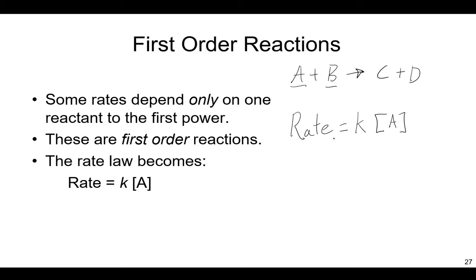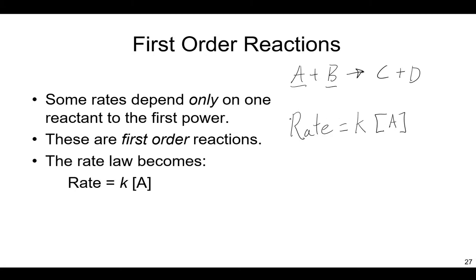A rate law will always be rate equals k times something, unless it's a 0th order, but we'll get to that down the road too. So here's first order, and it's first order because there's a power of 1 here. But that 1 is implied, we don't have to write it. So these are first order reactions.